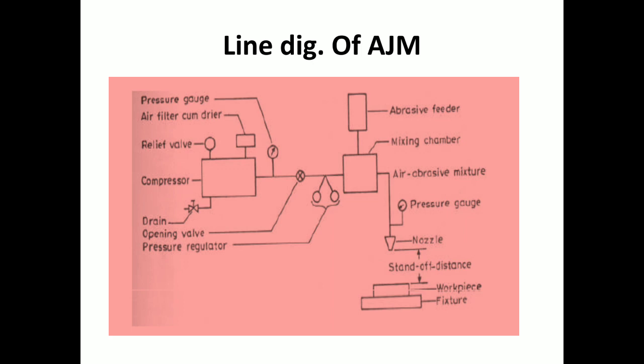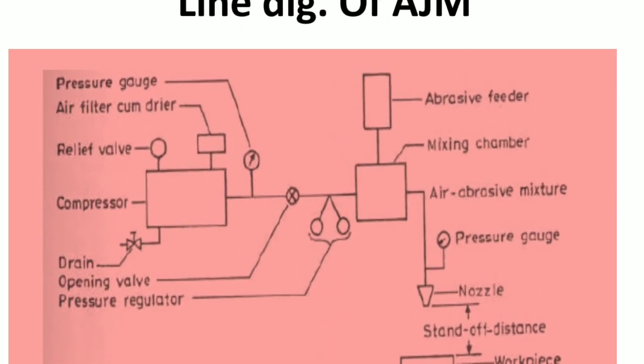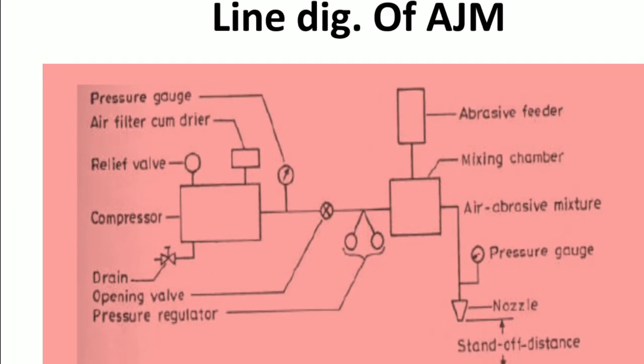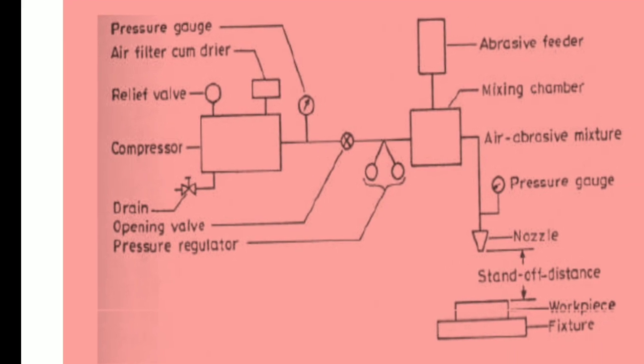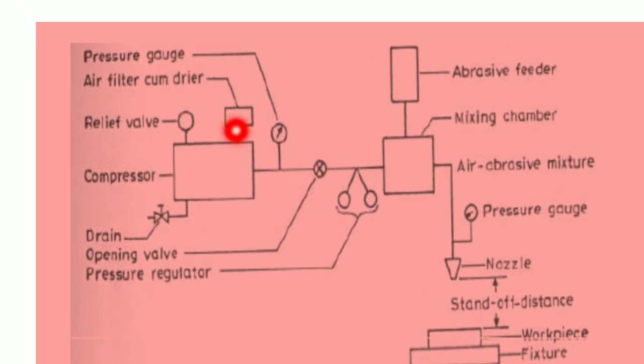Next, this is the line diagram of AGM. The setup generally used in AGM: the center portion is the compressor, and here is the pressure gauge which is measuring the pressure. There is a relief valve. If excess pressure is there, it has to be relieved from here.